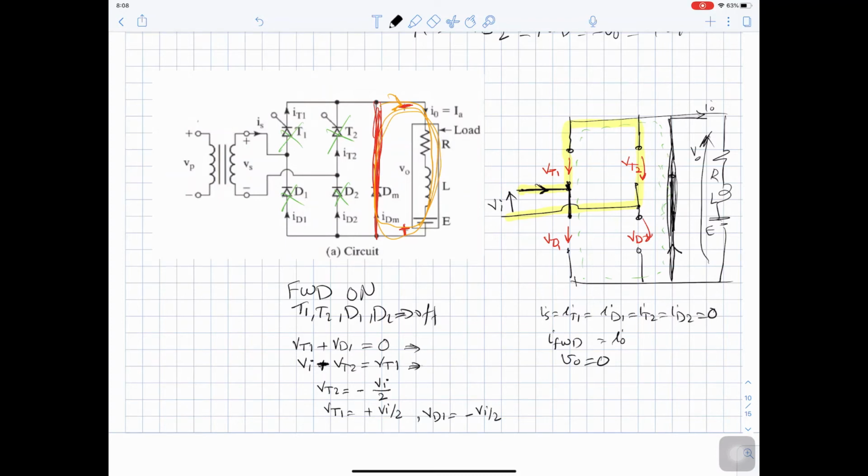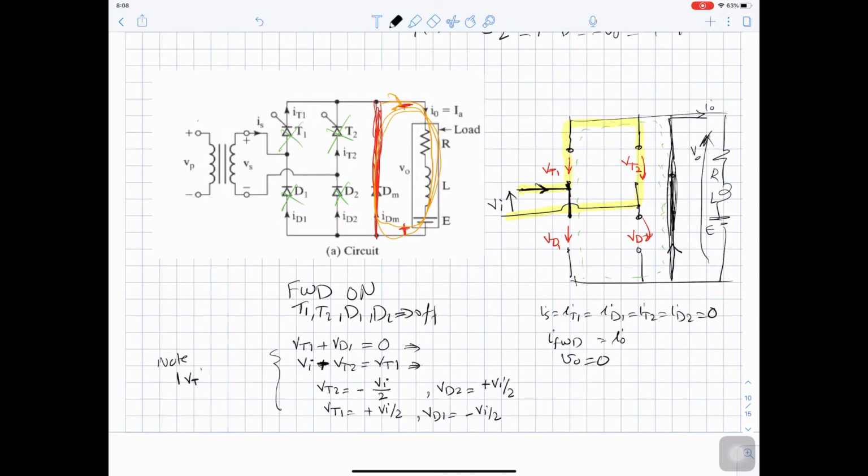And V diode 2 will be positive V input over 2. And these are the voltages for the switches, okay? So this is a little bit of a tricky part, how we can calculate this. Note they are all identical, so magnitude V thyristor equal magnitude V diode, okay? Because they have the same impedance, so the voltage across them will be the same. It's like a voltage divider between two resistances.